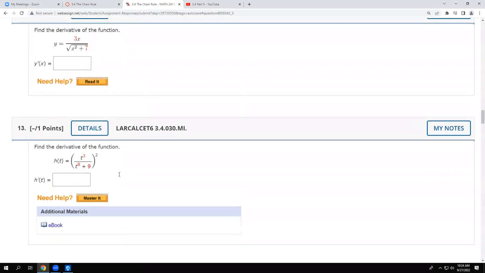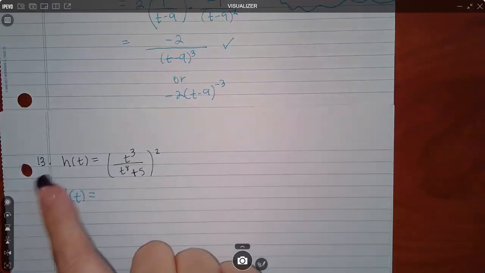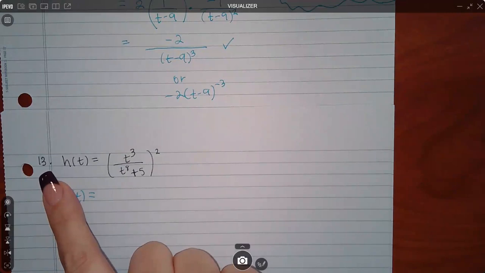Oh, yes, yes. This is like number 13. Thank you. I have my number problem wrong. It changed my numbers. Different numbers on the computer than I do on my paper. But you're right. This one is more like number 13, not like number 11.